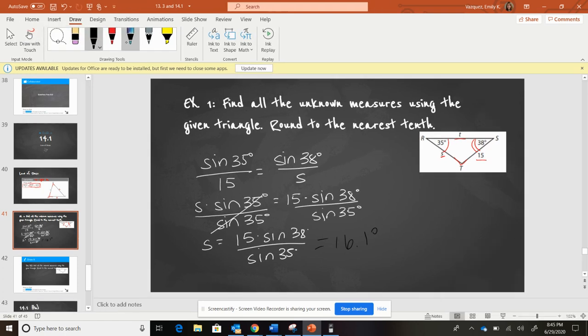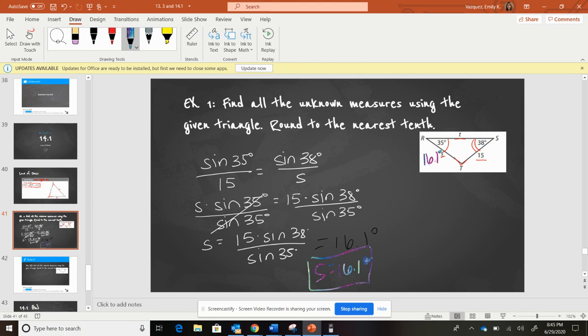Okay. Now let's go ahead, I think we were supposed to find all the unknown measures. So let's clean up my work a little bit here. So S is 16.1 degrees. And I'll even put it on here. Oh, wait, it's not degrees. Sorry. It's a side, so it can't be degrees.